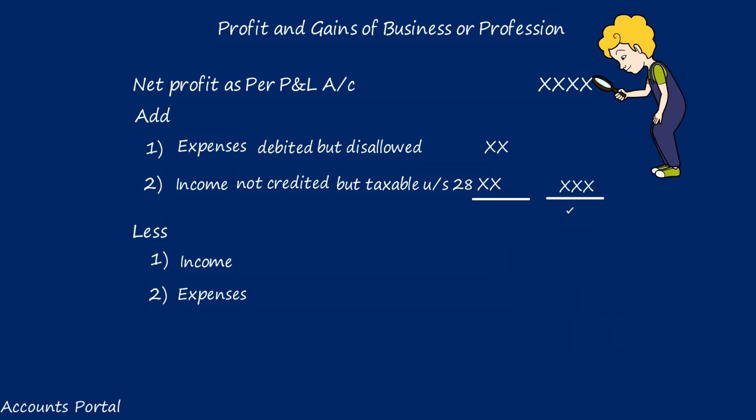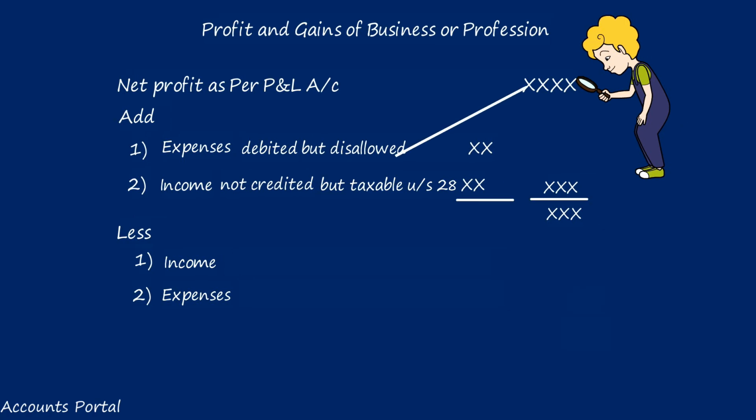Now let's look at the less side. One income related and one expense related again. Last time we did expense first. Let's do income first. Any income which is credited to profit and loss account. Credit means, my question is, has it come in your profit figure? Answer is yes. But this income is not taxable under section 28. If you just write not taxable, it will be wrong, because if you write not taxable, that means you are subtracting only the exempt income.